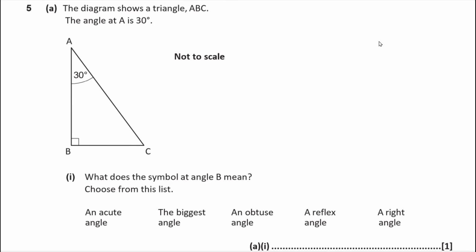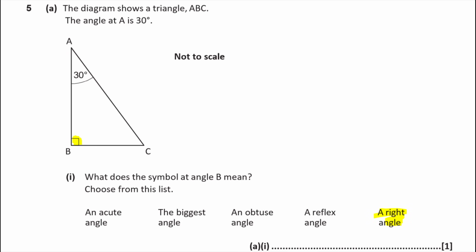Question 5a. The diagram shows a triangle, ABC. The angle at A is 30 degrees. What does the symbol at the angle B mean? Choose from the list. Well, that symbol down at B, that's the symbol for a right angle, isn't it? Yeah, when you see a little square like that, it's a right angle. So it's going to be this one here, a right angle.